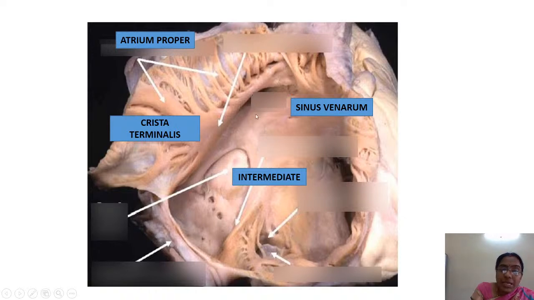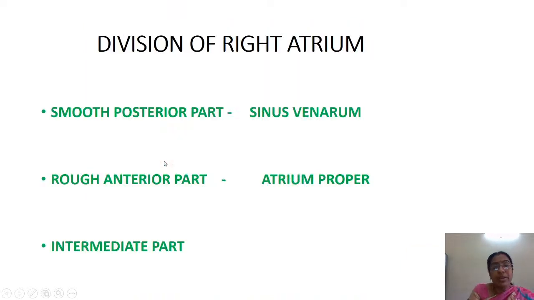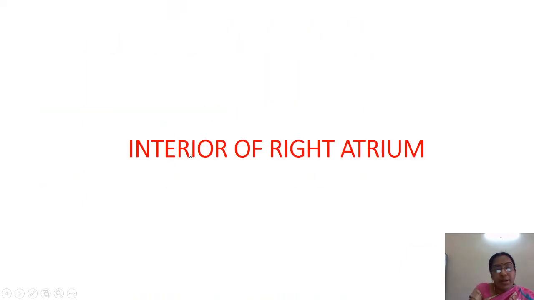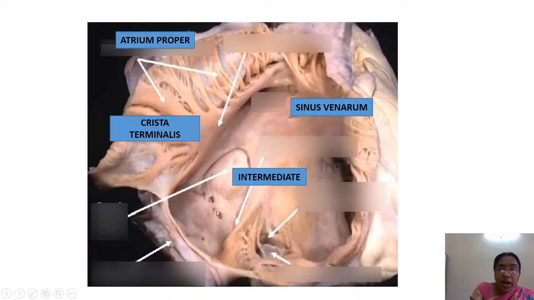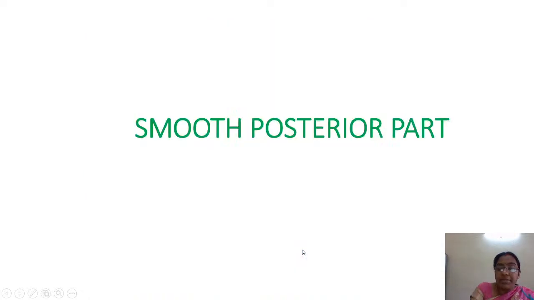This part that you are seeing is the smooth part of the right atrium, and this is the intermediate part of the right atrium. So when you open the right atrium, it is divided into a smooth posterior part. This whole part is the smooth posterior part of the right atrium.